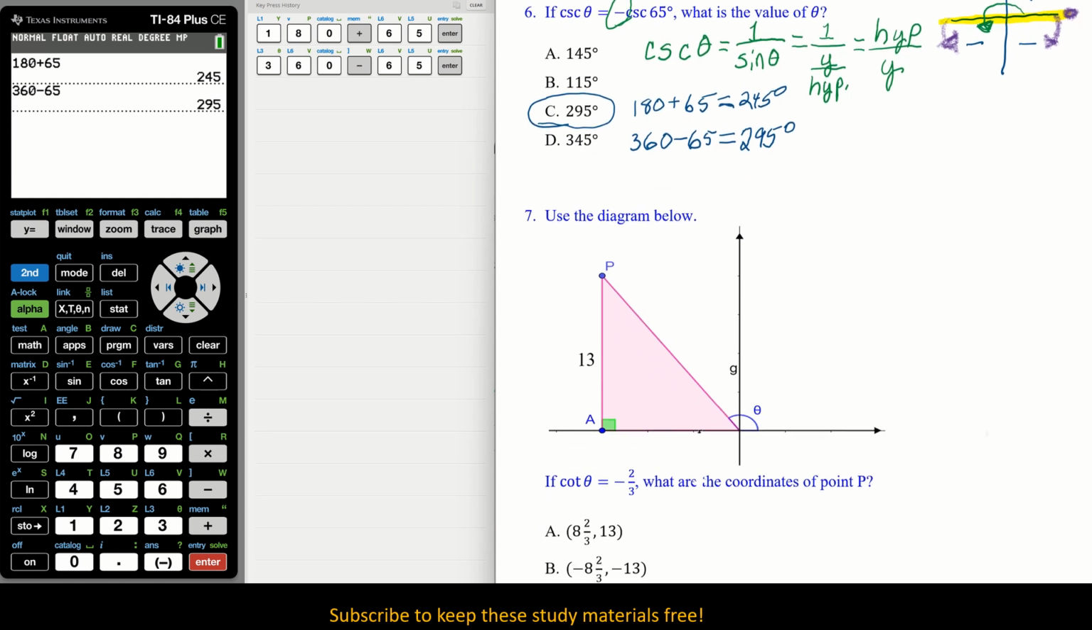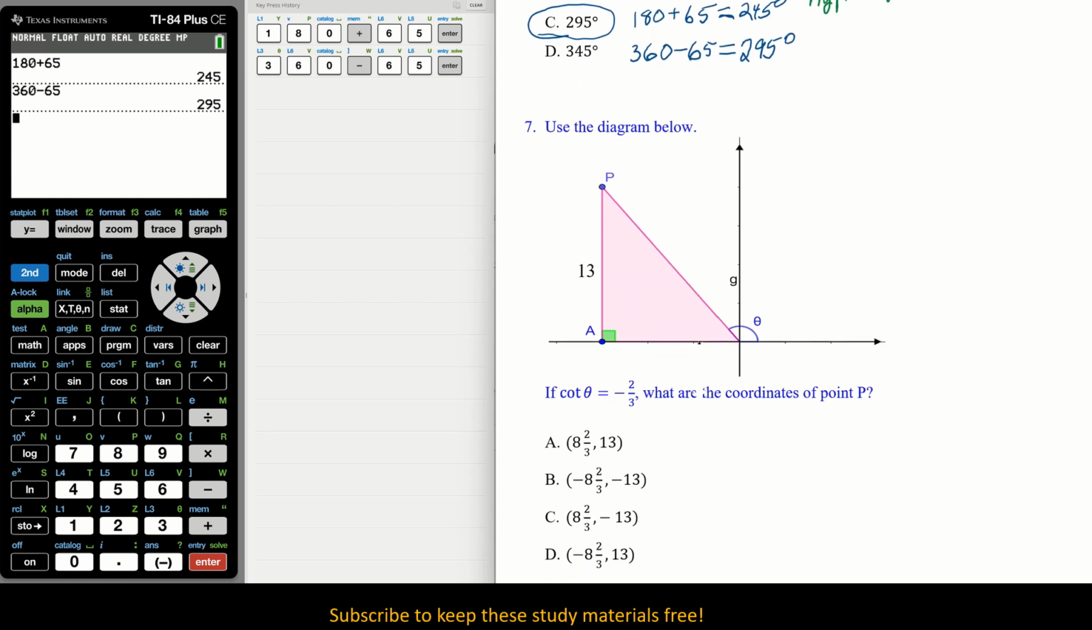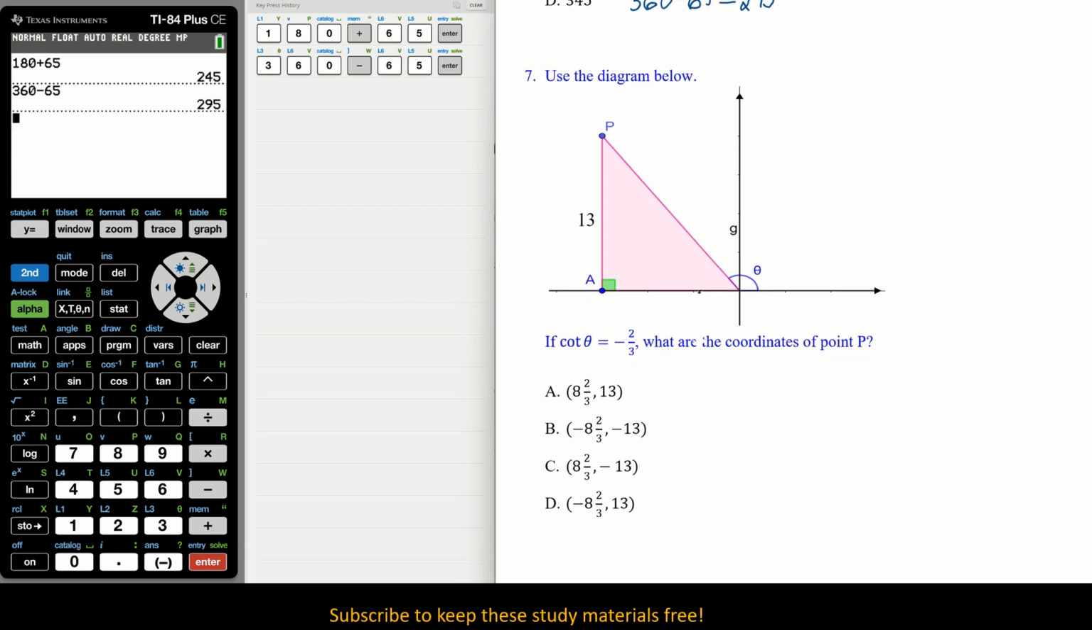Let's go to number 7. Okay. All right. So it says use the diagram, and remember that this 13 is positive, but we're going the negative direction for that x. Okay. So we have to make note of that. So if cotangent equals minus 2 over 3, what are the coordinates of point P?